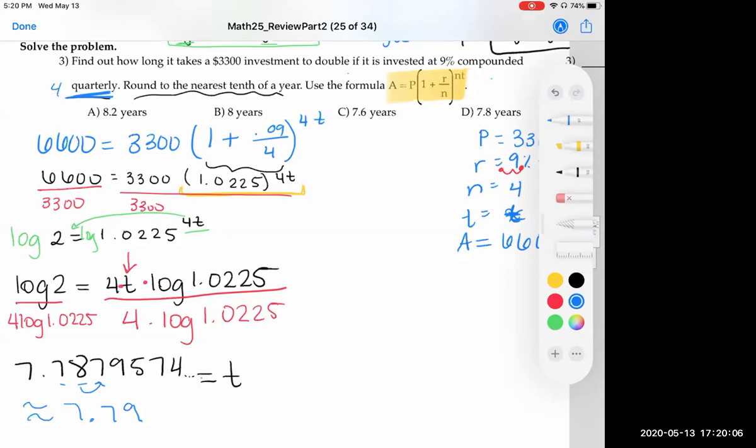And the one that's closest to it is D. That's not good rounding. We did the rounding right. They didn't have the rounding right.